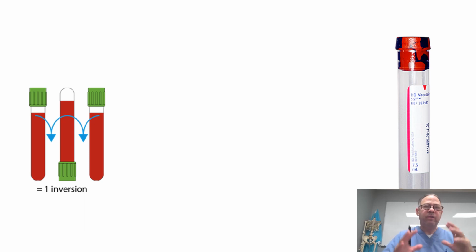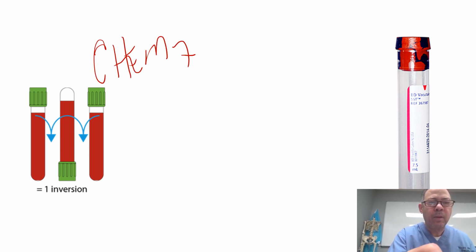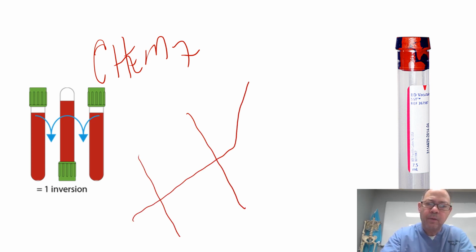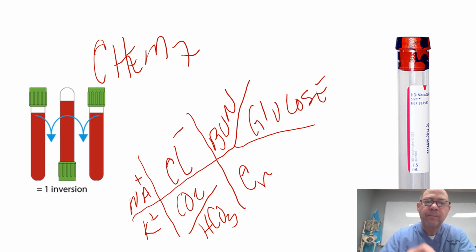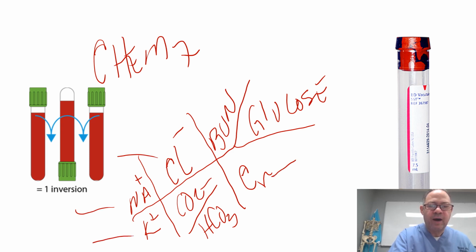Now, one of the physical exams that we normally order is called Chem 7. Let me write it down here. Chem 7. Why do we call it Chem 7? Easily, because we have one analyte, sodium, potassium, chlorine, we have CO2 or bicarbonate, and then we have BUN, creatinine, and then glucose. So all of that, look, 1, 2, 3, 4, 5, 6, and 7. That's what they call it, Chem 7.